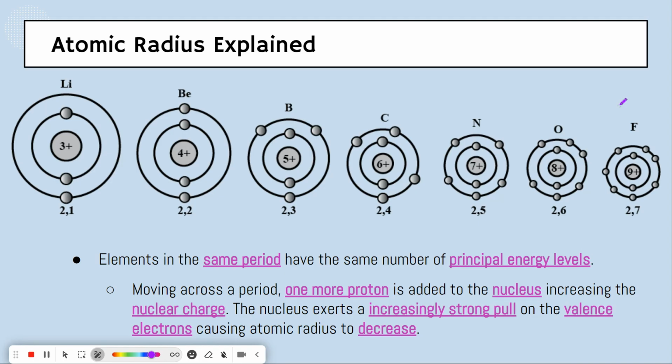attraction to the electrons. So hopefully that helps explain a little bit this idea of atomic radius and what happens as we go down a group or across a period.